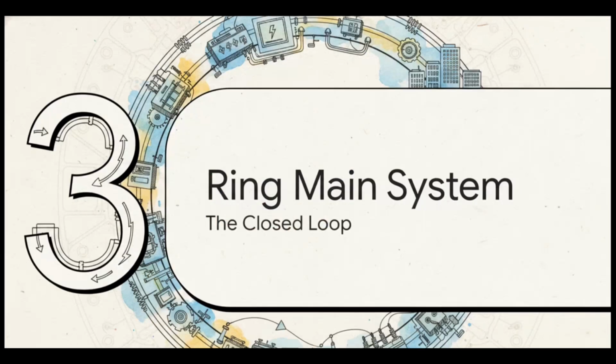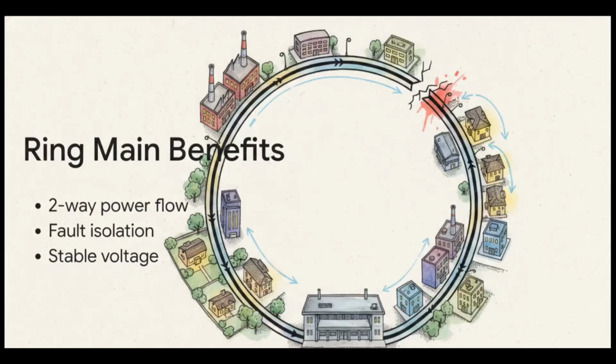That brings us to part 3, the ring main system. To fix those massive flaws in the radial network, grid topology evolved into the ring main system. This brilliant design connects the primaries of the distribution transformers in a closed loop. So the circuit literally starts from the substation busbars, loops completely around the geographical area it serves, and comes right back to those exact same busbars.